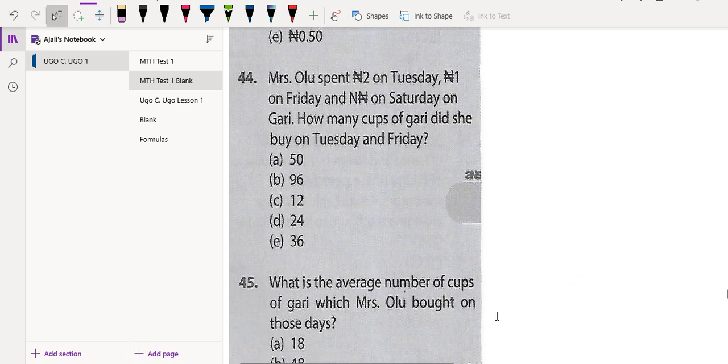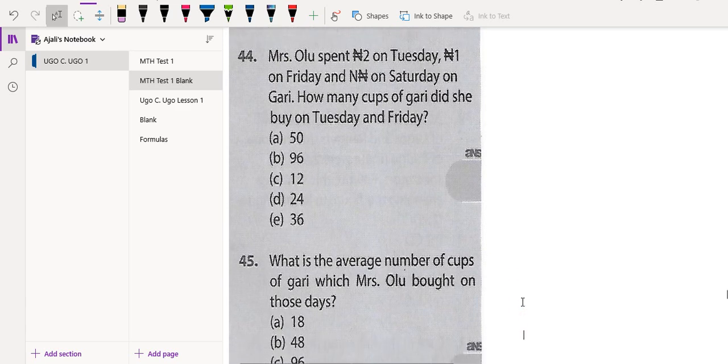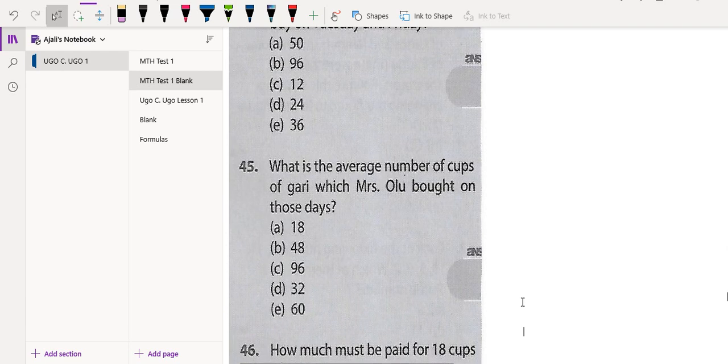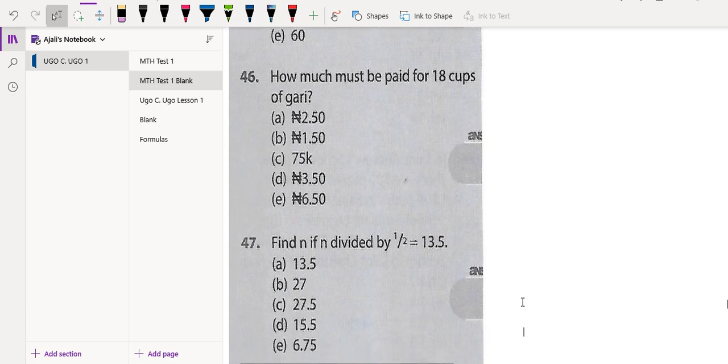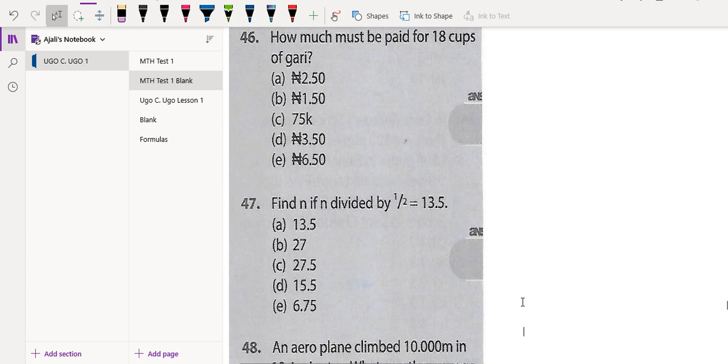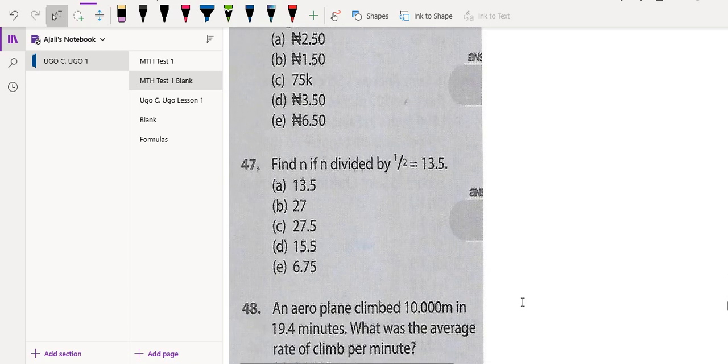Okay, you can see that there is maybe a data or table we need to answer it. What's the number of cups of Gari which Mrs. Olu bought on those days? Don't worry, I'll get those 4 we skipped. How much money did you pay for 8 cups of Gari? We still need the same information. 47, 48, 49, 50. Just 4 questions.